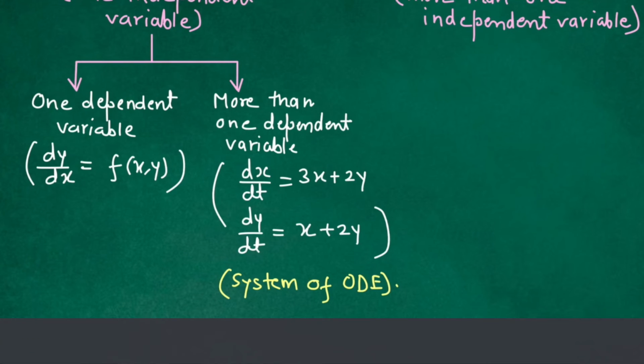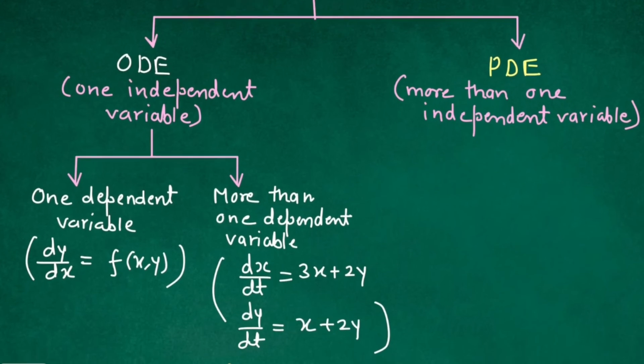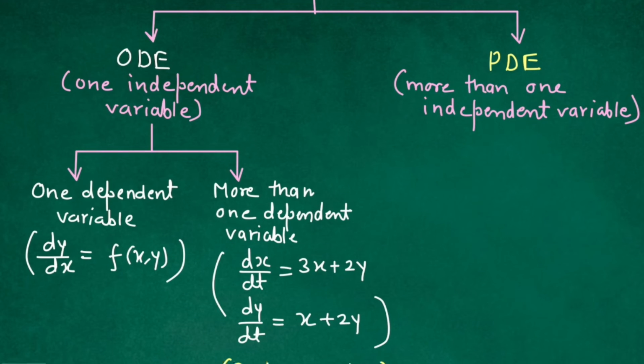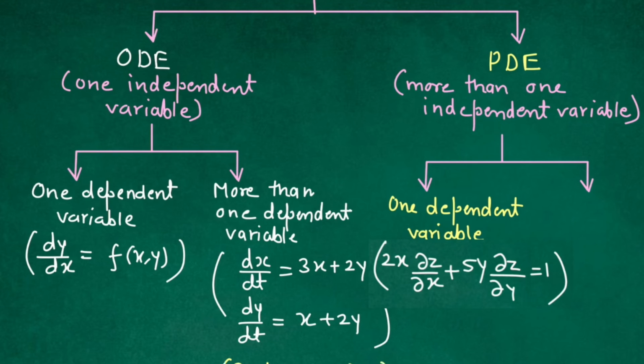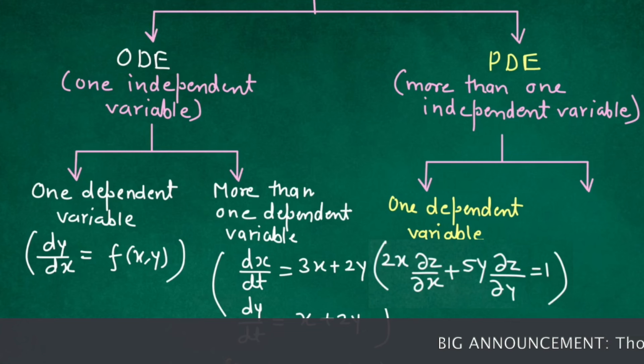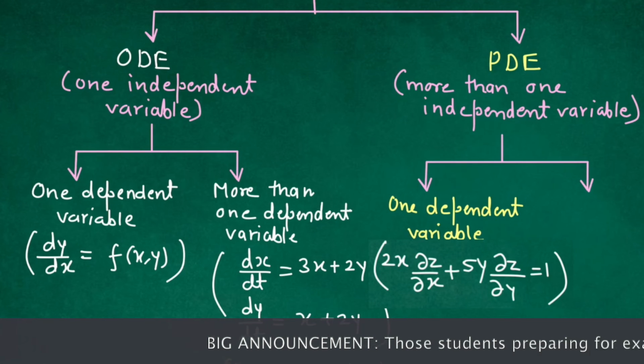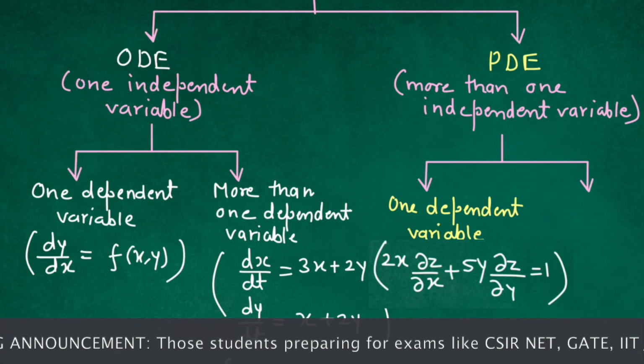Now let's see how PDE is categorized. In the same manner PDE is also categorized. The first category is when we have one dependent variable. An example is shown here, where x and y are independent variables and z is the dependent variable. So this is an example of a PDE, a partial differential equation, in which we have more than one independent variable and one dependent variable. And in the second category we have more than one dependent variable.